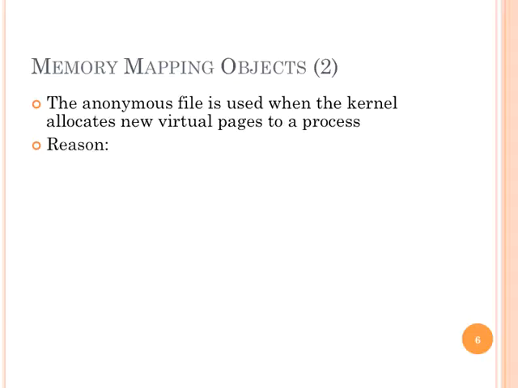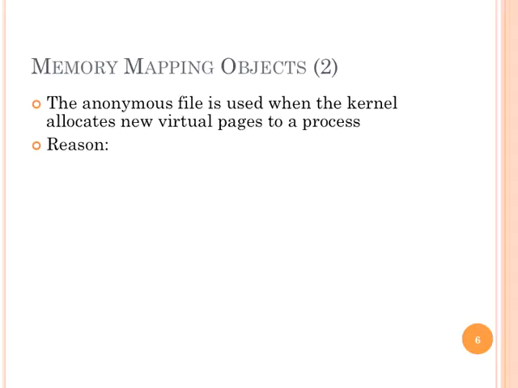Okay, yeah, like I say here, the anonymous file is used when the kernel allocates new virtual pages to a process. Why is it using the anonymous file? Now, I already said that the result is that the page gets filled with zeros. But the thing that I'm getting at here is, what was in that page before it was assigned to the process that's now using it? Remember, that virtual page is assigned to a physical page frame. What was in that page frame before the process started using it?